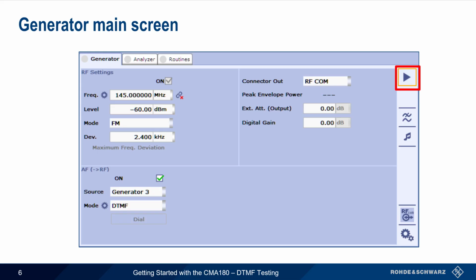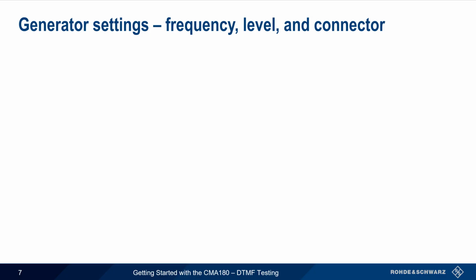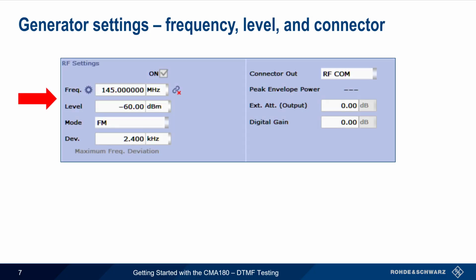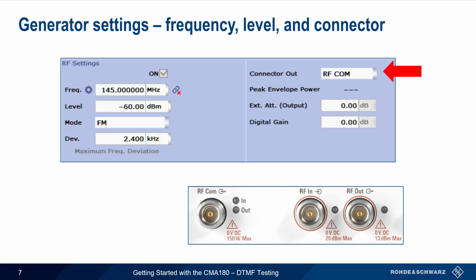Let's now go through each of these areas step by step, starting with the RF and connector settings. Under RF settings, the frequency, level, and modulation type or mode are configured on the left side of the screen. In two-way radios that use DTMF, the mode is most often FM. Note too that if FM is chosen, the deviation must also be specified. On the right side of the screen, the output RF connector, either RF COM or RF out, can be chosen. The amount of external attenuation in the signal path, for example due to cables, etc., can also be specified.